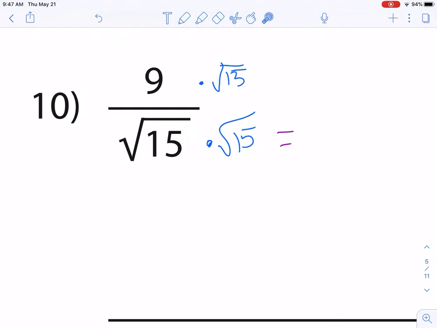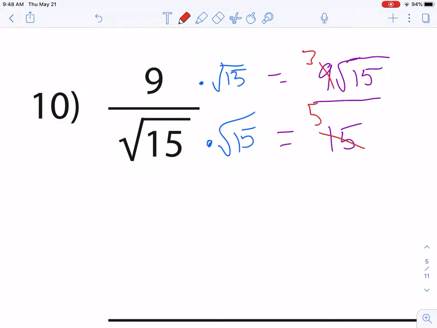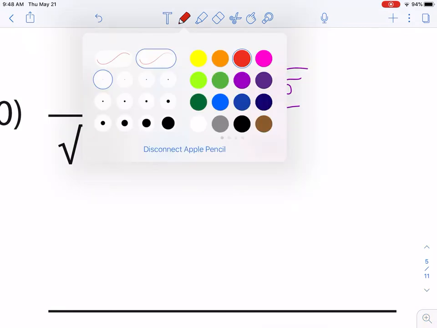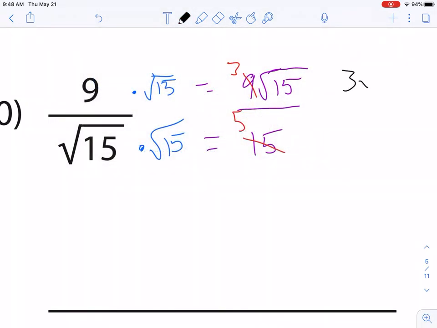So the shortcut, square root 15 times square root 15 just makes a regular 15. And then we have 9 times square root 15, which gives us 9 square root 15. And then we're looking here at 9 and 15. Can they be reduced? And they can. 3 can go into 9 3 times, and it can go into 15 5 times. So our final answer here is 3 square root 15 over 5.